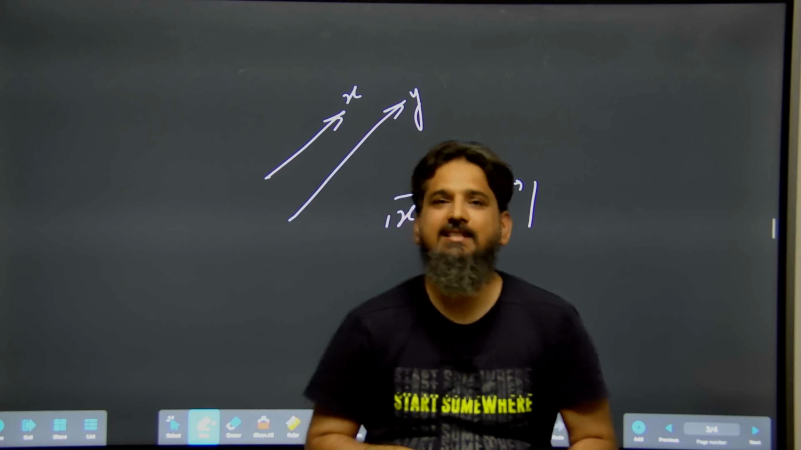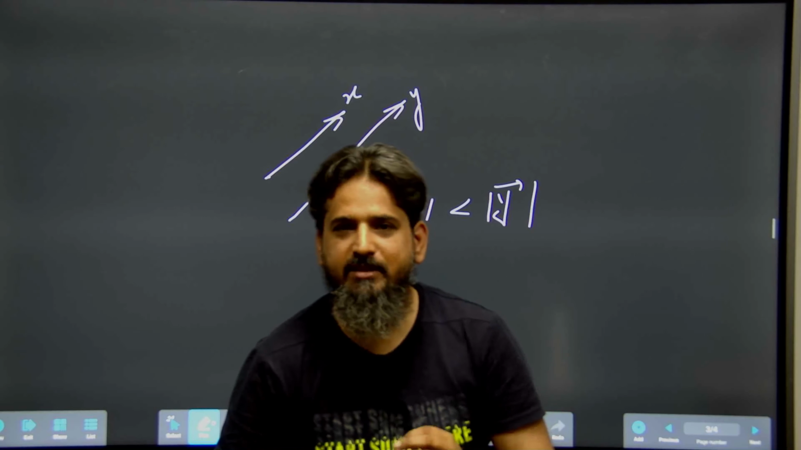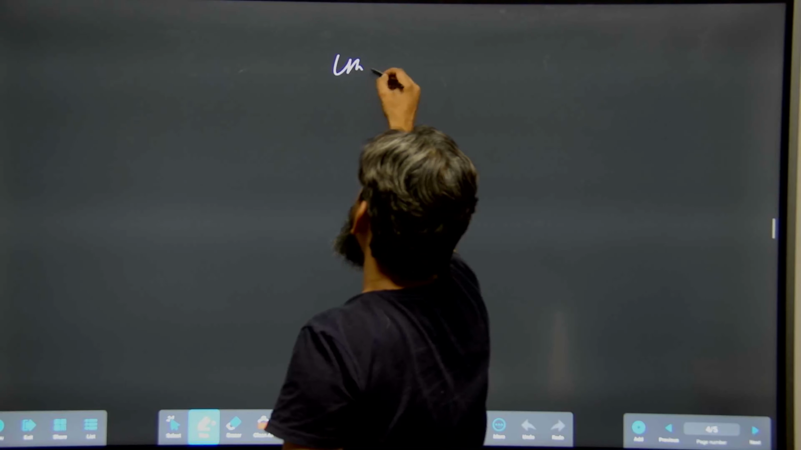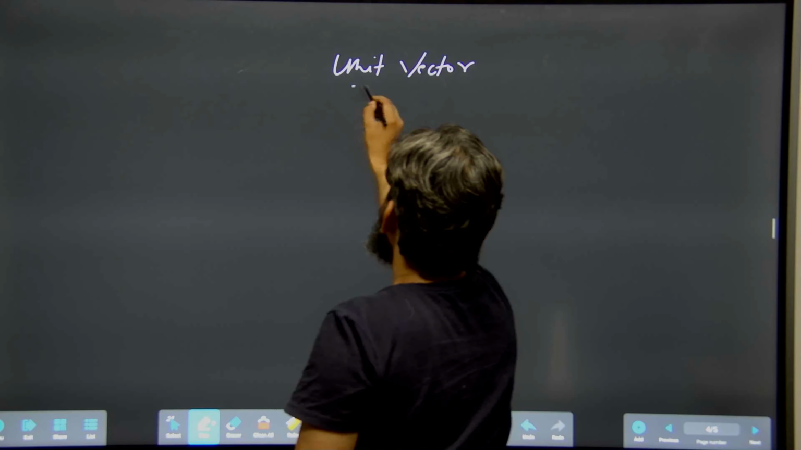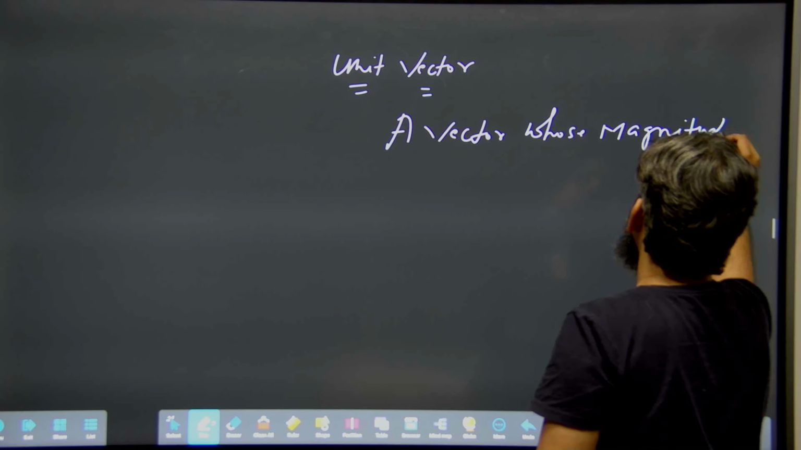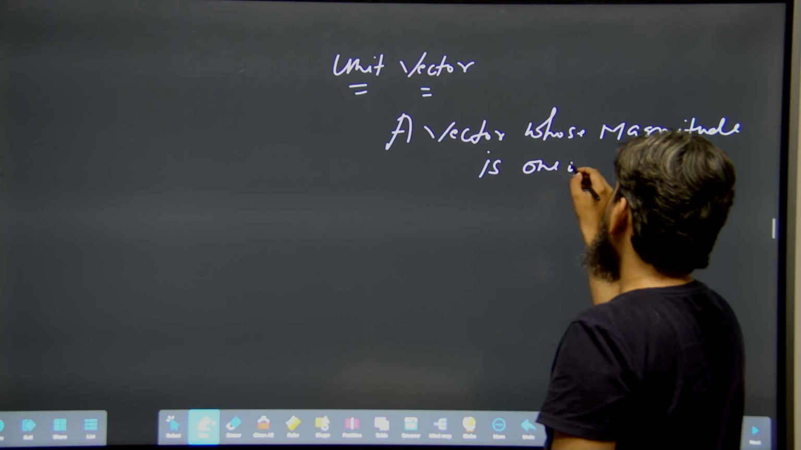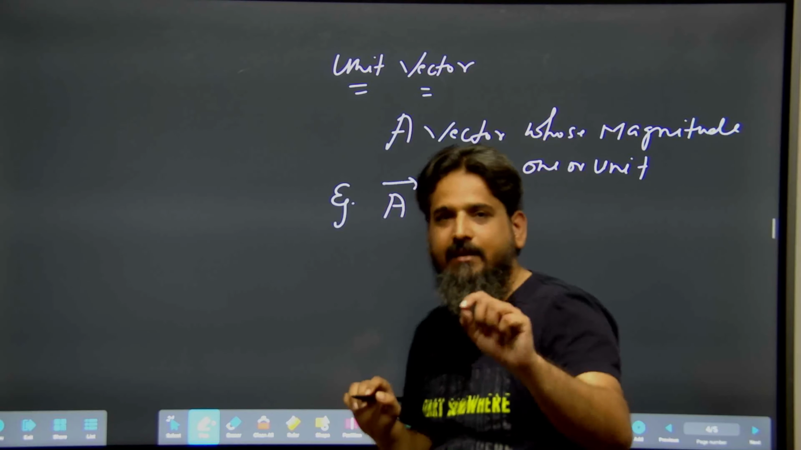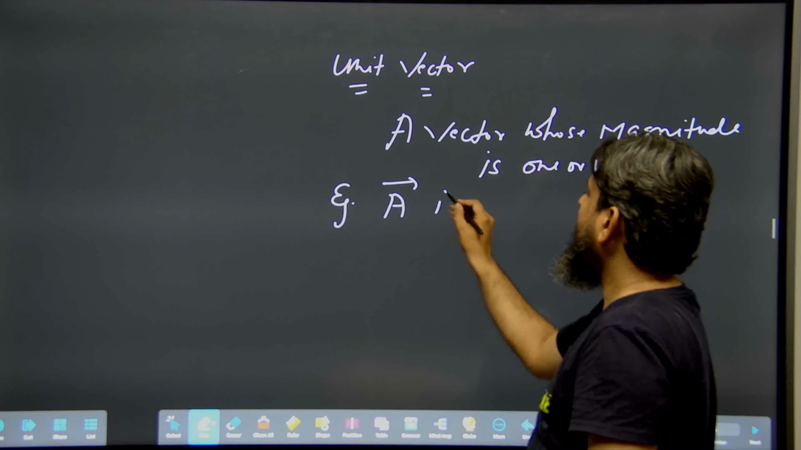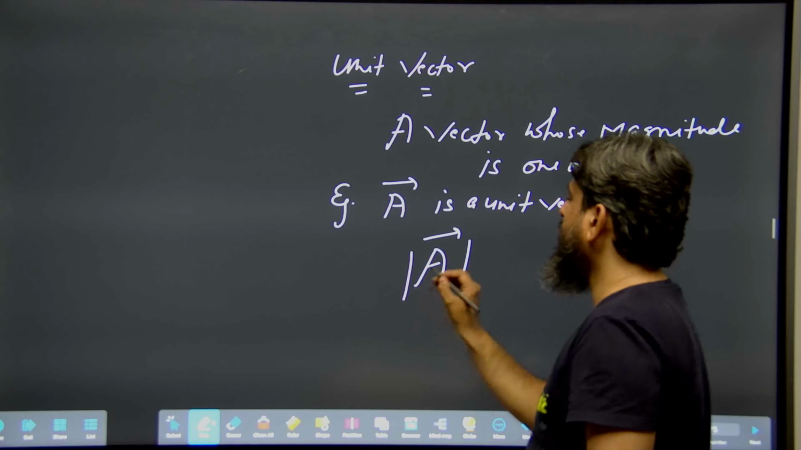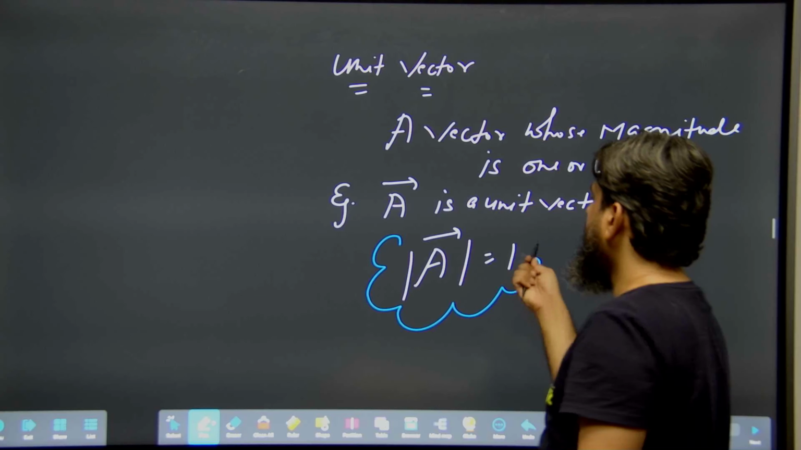The next topic we are going to discuss here is the unit vector. The name itself, unit vector. Unit means one. So what is a unit vector? A vector, students, whose magnitude is one, or unit. What does it mean? For example, let's say a vector A is given, and it is given that vector A is a unit vector. So we can say the magnitude of vector A is going to be 1.